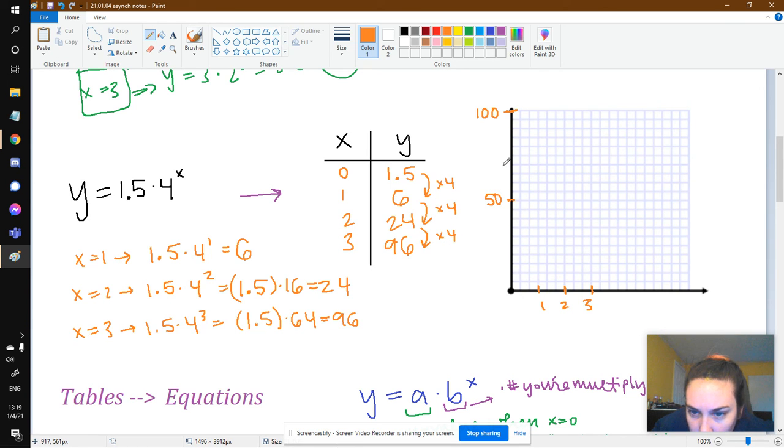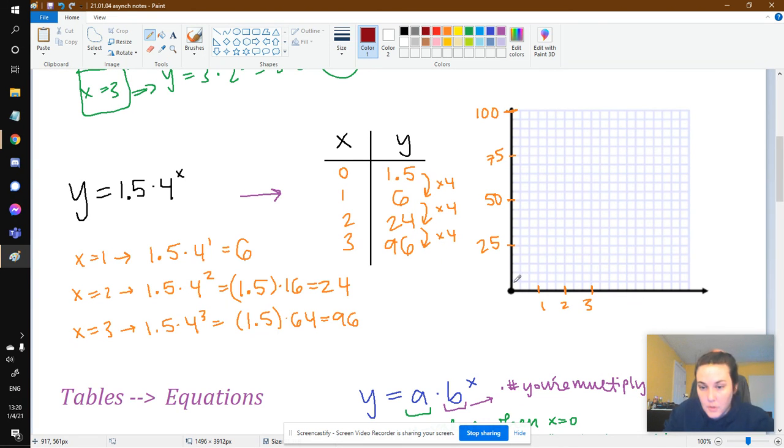I'll make this 50. That'll be 75 and 25, just so I know that I can get all of these numbers on my y-axis. And then I spread out the 1, 2, and 3 because there's just not that many numbers down there.